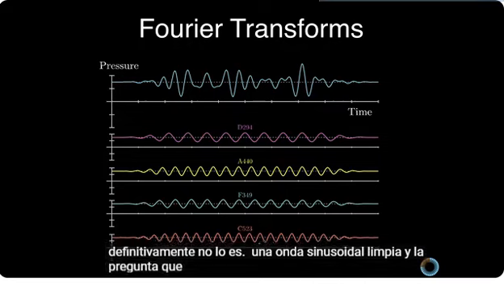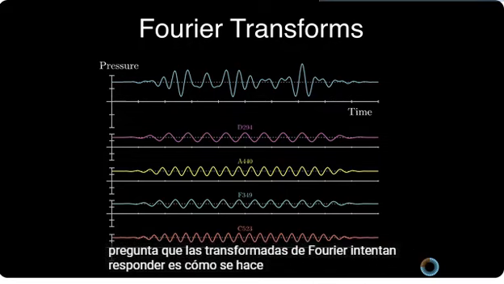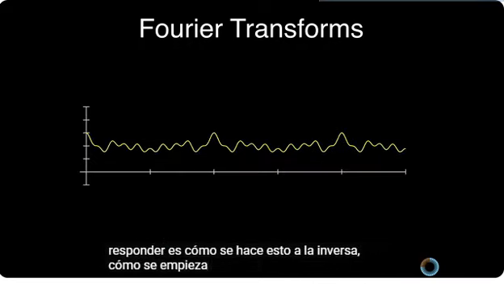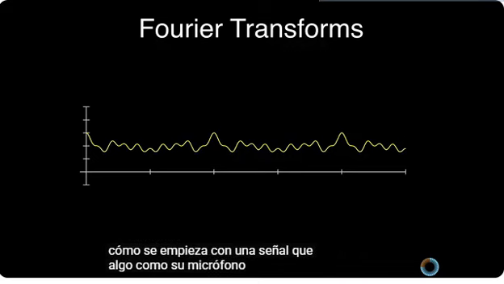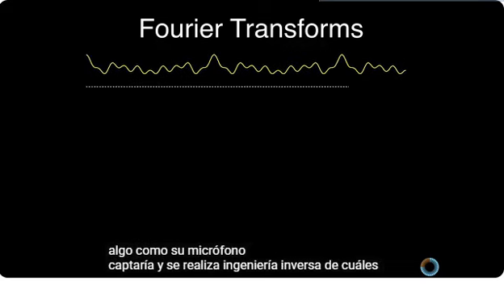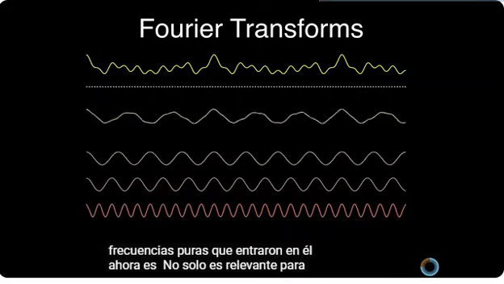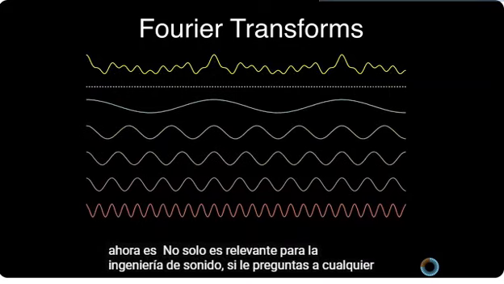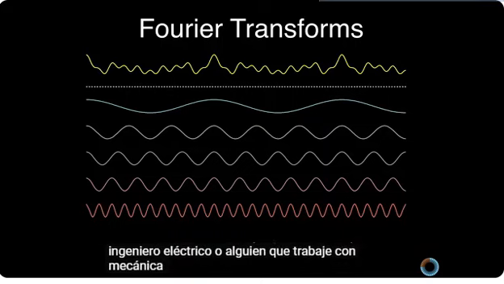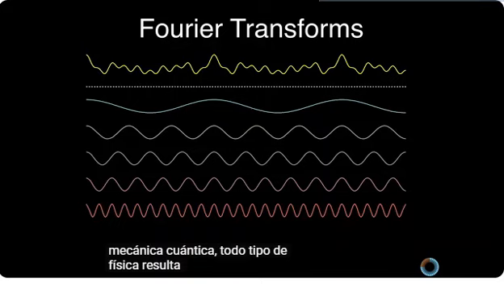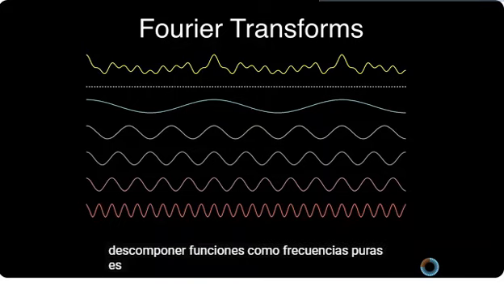And the question that Fourier transforms try to answer is, how do you do this in reverse? How do you start with a signal that something like your microphone would pick up, and reverse engineer what the pure frequencies that went into it are? Now, it's not just relevant for sound engineering. If you ask any electrical engineer or someone who works with quantum mechanics or all kinds of physics, it turns out that being able to break up functions as pure frequencies is kind of a problem-solving superpower.